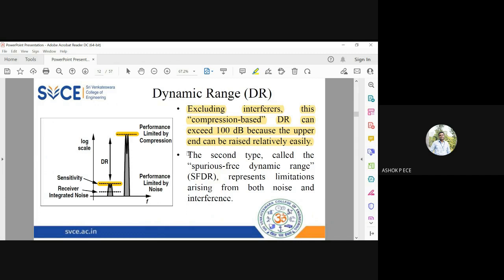And the next one is called spurious free dynamic range. It is called SFDR, which is going to have both the noise and interference. Noise is coming from the device, interference is coming from other users. So when you consider only noise, it is dynamic range. When you consider both noise and interference, it is called SFDR, the enhanced version of this, spurious free dynamic range. Remember, when you say SFDR, it is going to consider the effect of both noise as well as interference.